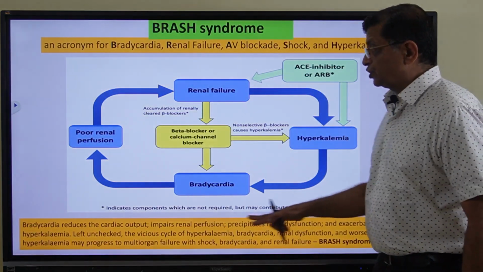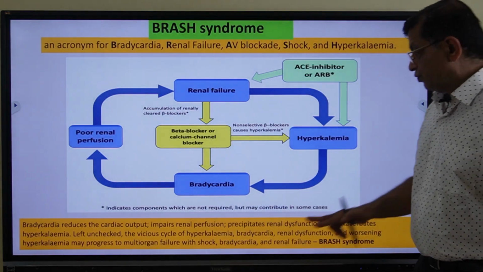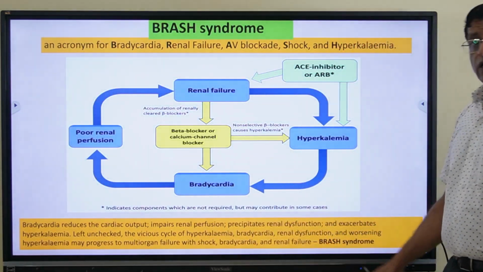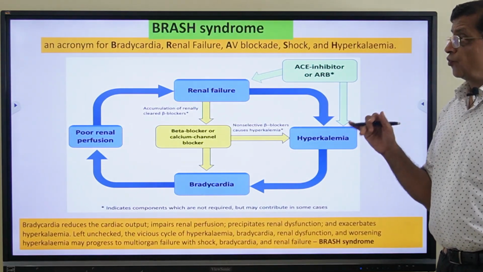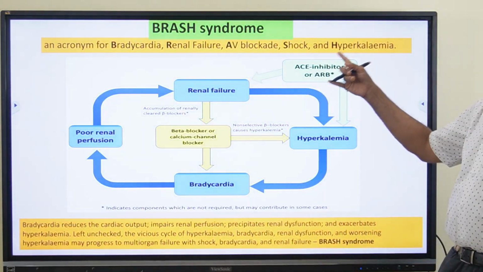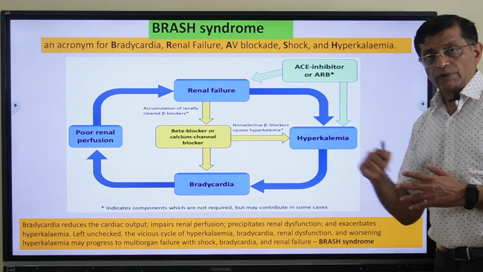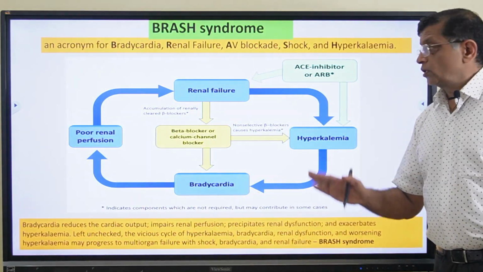So this is a vicious cycle. Ultimately, the patient lands up in multi-organ dysfunction with shock, bradycardia, renal failure. So this is called BRASH syndrome. This is the acronym for bradycardia, renal failure, AV blockade, shock and hyperkalemia. So whenever you get such a combination, remember to stop beta blockers.